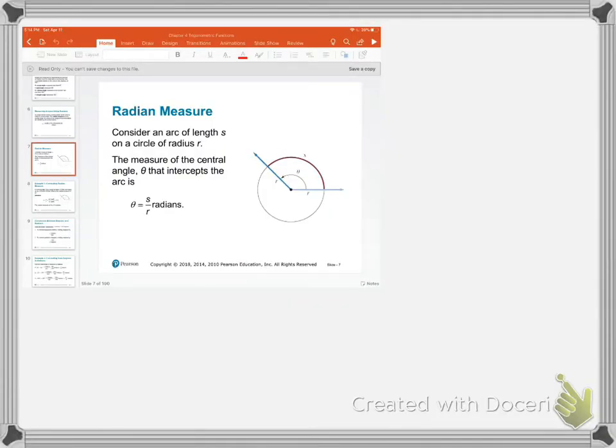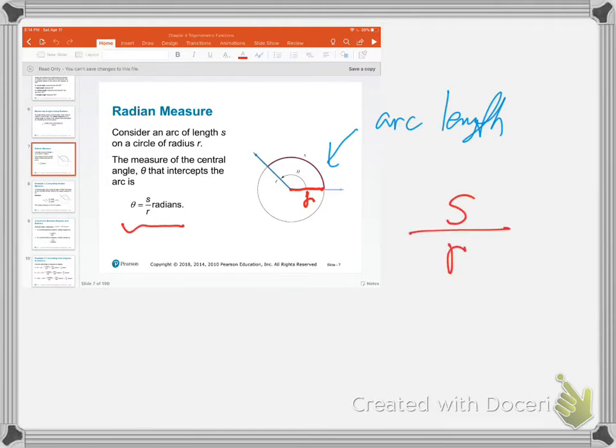Another measure for the circle is called radian measure. This is the definition of radian measure. Here S is the length of this arc, and R is the radius. R is from the center to the boundary of the circle. So radian measure is the arc length S over the radius R.